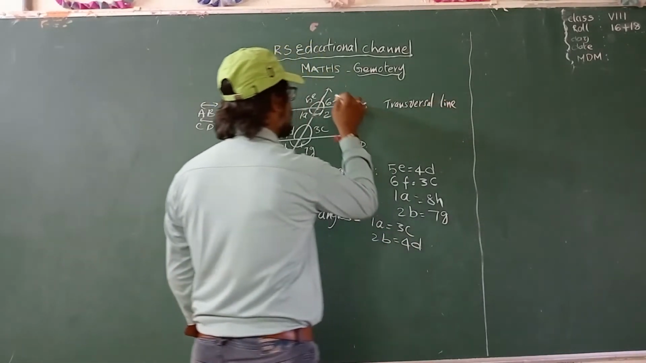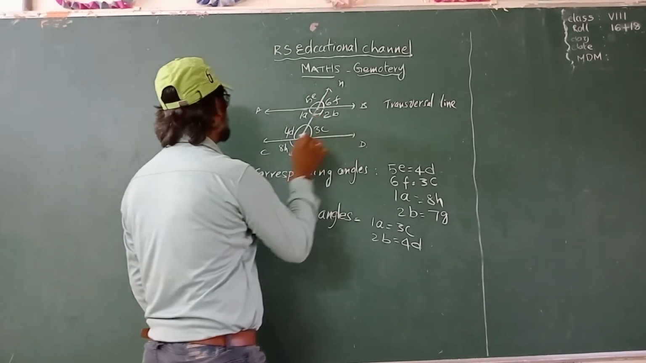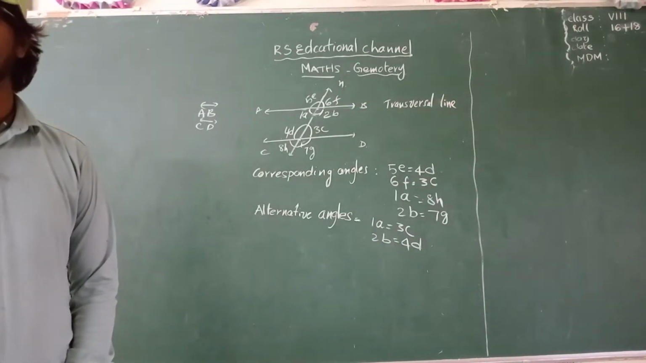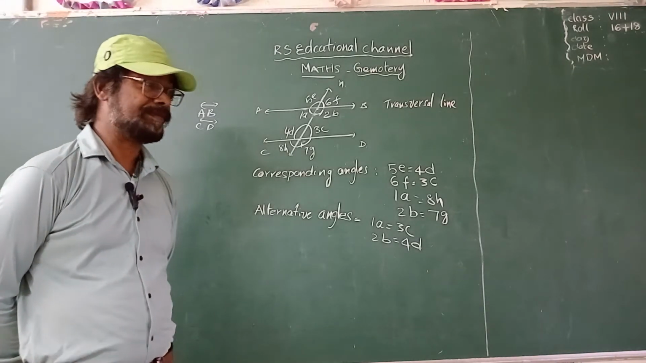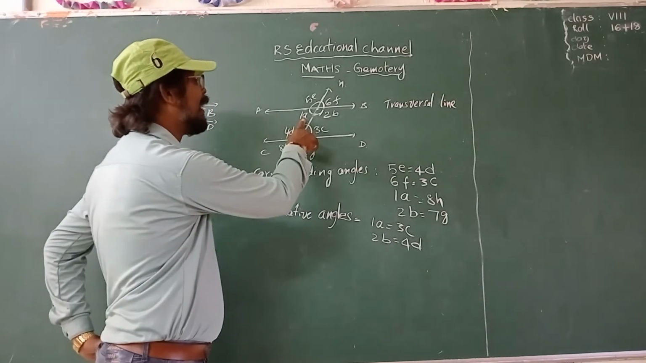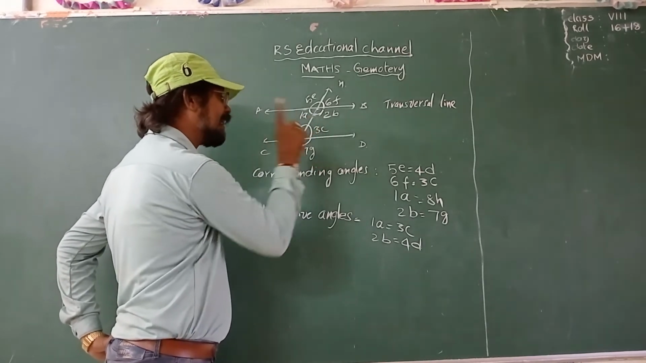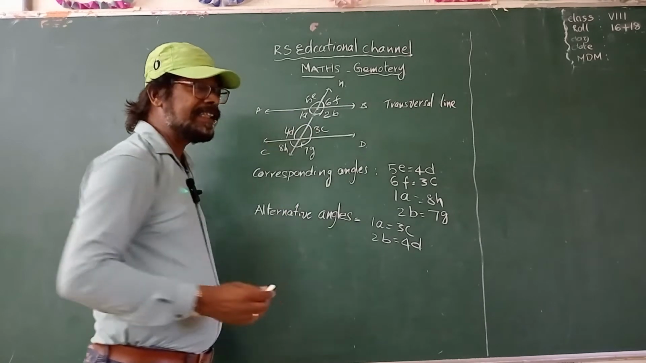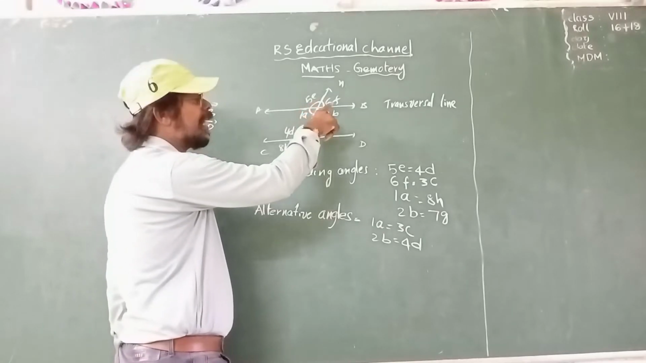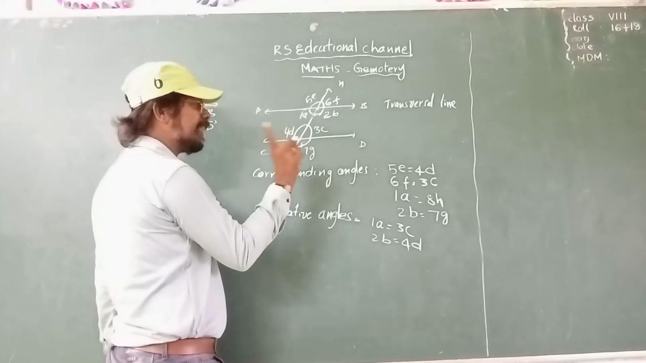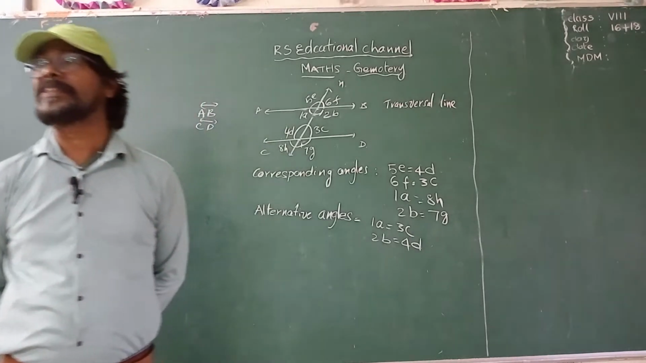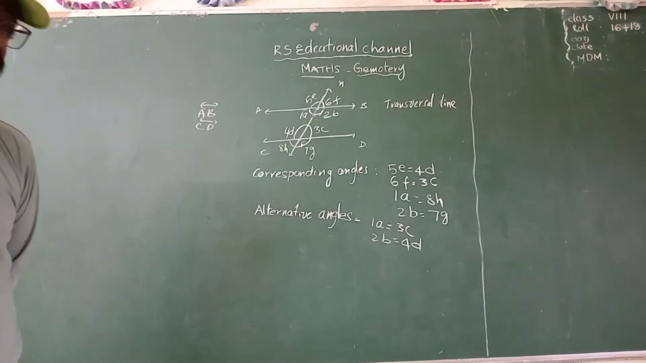So we say N is a transversal line which cuts the parallel lines AB and CD. Then we get 8 angles: 4 interior angles and 4 exterior angles. Angle 1A, angle 2B, angle 3C, angle 4D are interior angles. Angle 5E, angle 6F, angle 7G and angle 8H are exterior angles. So it forms interior angles and exterior angles.